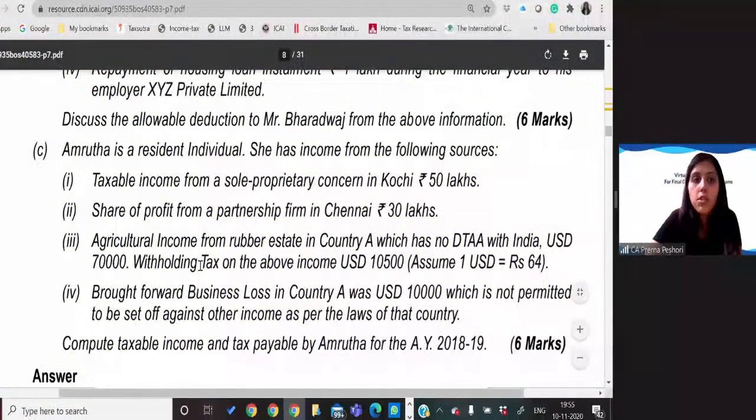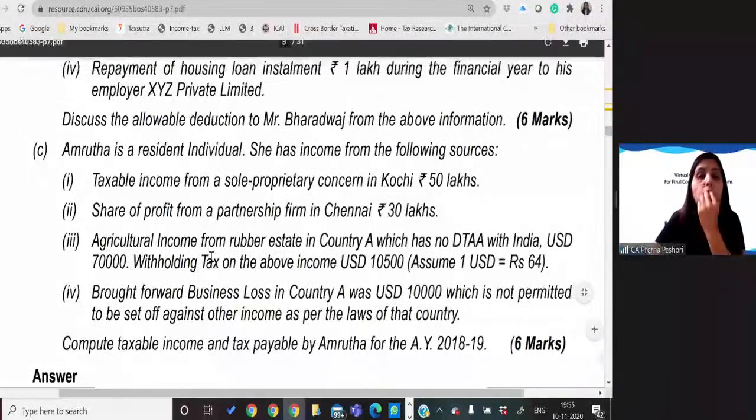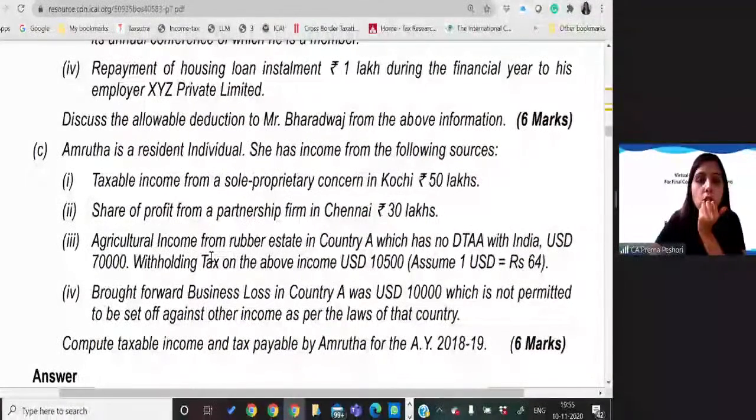So this is the question. Amruta is a resident individual. She has income from the following sources. Taxable income from sole proprietary concern in Kochi, 50 lakh. Share of profit from a partnership firm in Chennai. Agricultural income from rubber estate in country A, with which India has no DTAA: USD 70,000, withholding tax 10,500.